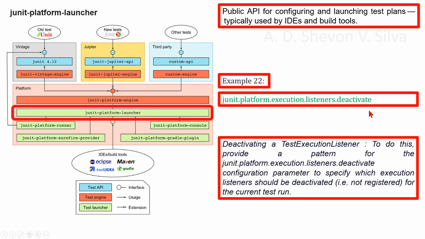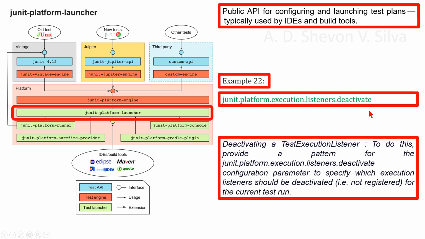Only listeners registered via the service loader mechanism within the /META-INF/services/org.junit.platform.launcher.TestExecutionListener file can be deactivated. In other words, any test execution listener registered explicitly via the LauncherDiscoveryRequest cannot be deactivated via the junit.platform.execution.listeners.deactivate configuration parameter.